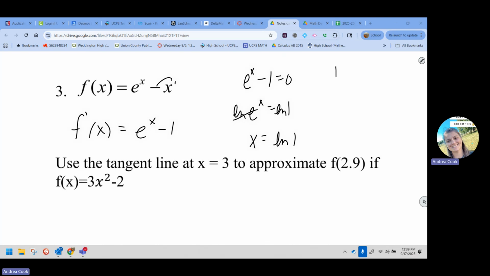Okay, then ln of 1, just really quick. We have to know that ln of 1 is 0. So this actually equals 0. ln of 1 is a number, it's 0. And then we plug 0 back into the original to get the y value, which is 1.